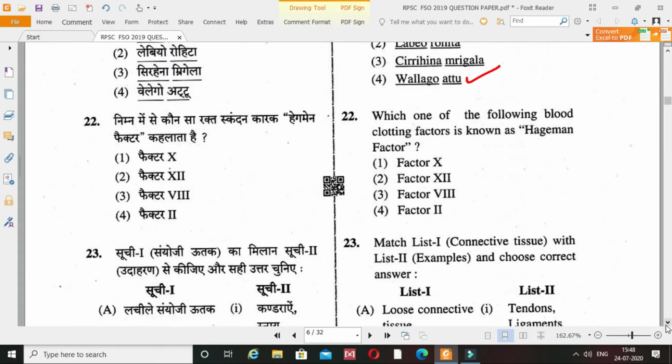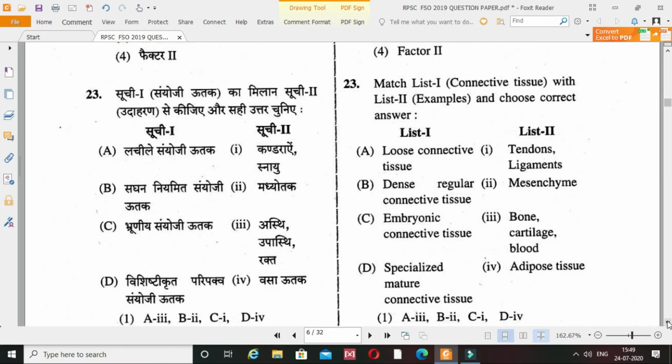Next question 22. Which one of the following blood clotting factors is known as Hageman's factor? Which is the answer? Here the answer is 2. Factor 12 is known as Hageman's factor. Factor 10 is known as Stuart-Prower factor. Factor 8 is known as anti-hemophilic factor or AHF.